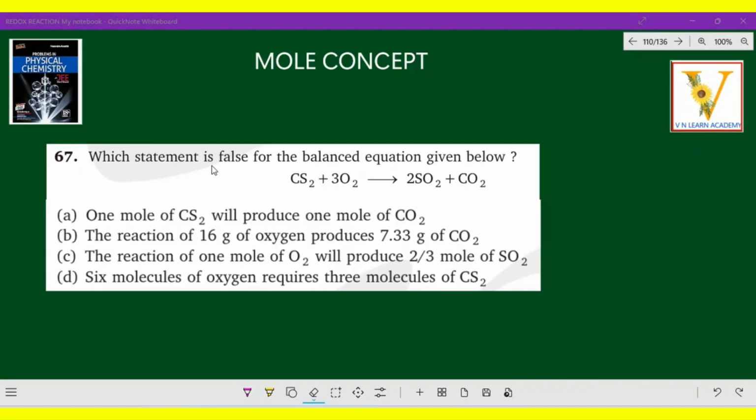The next question: which statement is false for the balanced equation given below? Carbon disulfide plus 3 moles of oxygen gives 2 moles of SO2 plus 1 mole of CO2, carbon dioxide. One mole of carbon disulfide will produce 1 mole of carbon dioxide. It is totally correct. They are asking about the false statement. Next, the reaction of 16 gram of oxygen can produce 7.3 gram of carbon dioxide.